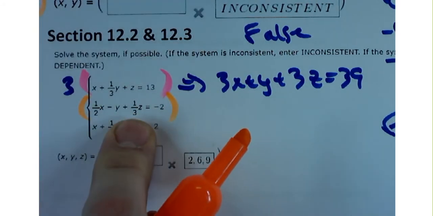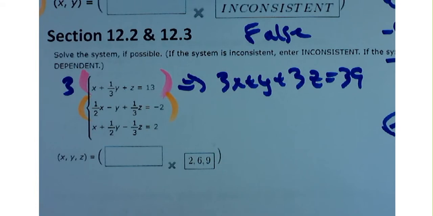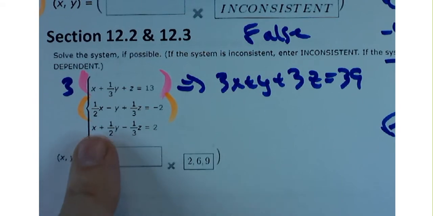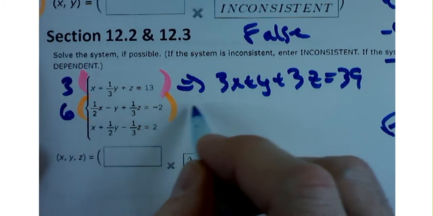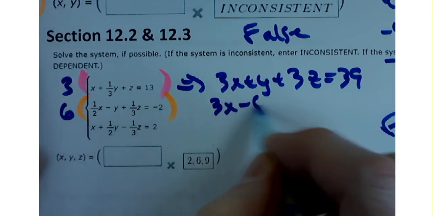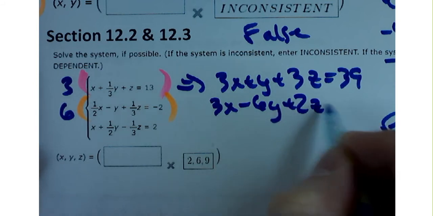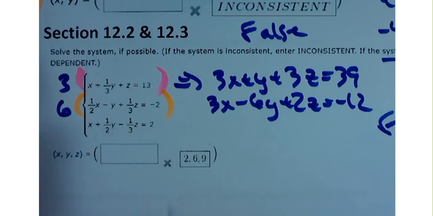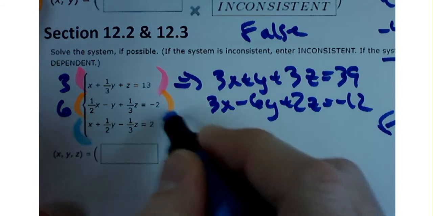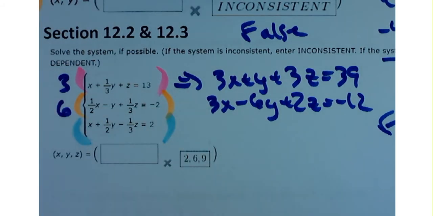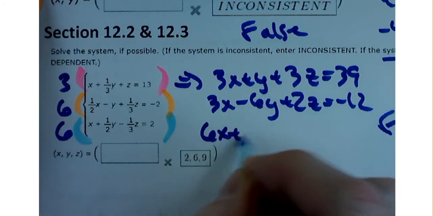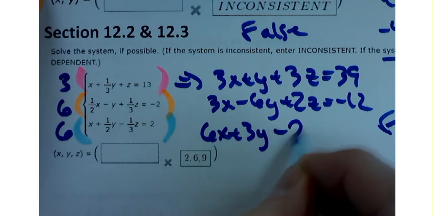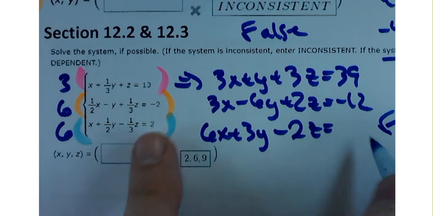This time, what would be the lowest common denominator that I would choose to multiply by here? 6. Perfect. So half of 6 is 3. So that's going to be 3x minus 6y plus 2z equals negative 12. And so on. The last equation, again, I'd multiply by 6. Thank you for giving me the 6 the last time. 6 this time gives me 6x plus 3y minus 2z equals 12.